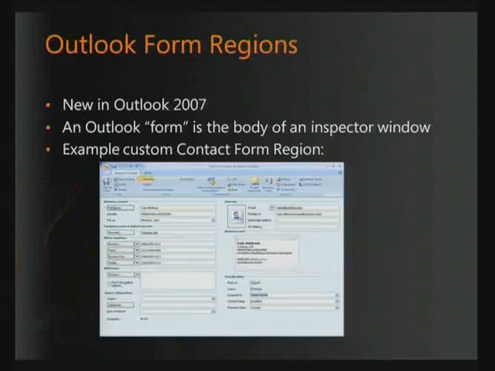All right. In our last 15 minutes, let's talk a little bit about Outlook form regions. Now, I need to specify a couple of things. First, this is new in Outlook 2007. You weren't really able to program against these very well previously. And second, we use the word form in a lot of different places.